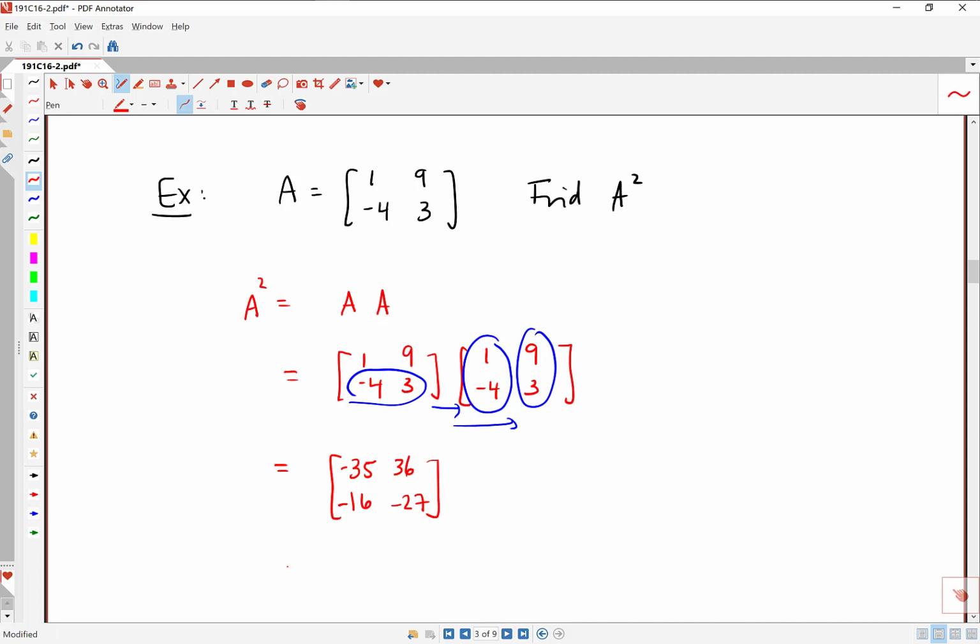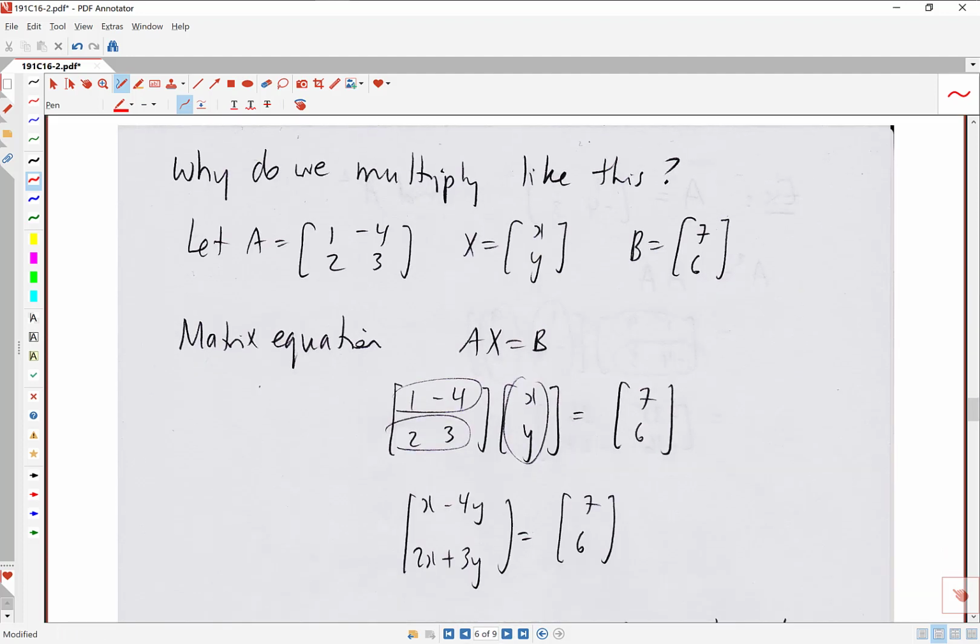So matrix multiplication feels pretty weird, right? I mean, the first time I saw it, I thought it was pretty weird. I still, on some level, think that it's kind of weird, but there's a very good reason why we multiply like this. So let's talk about that. So why do we multiply this way?